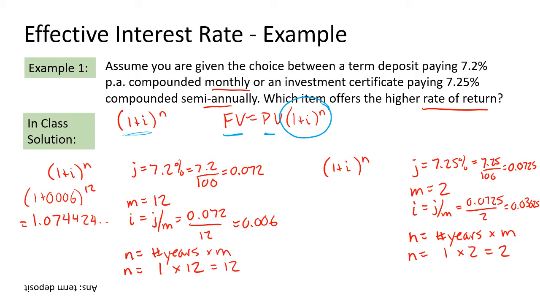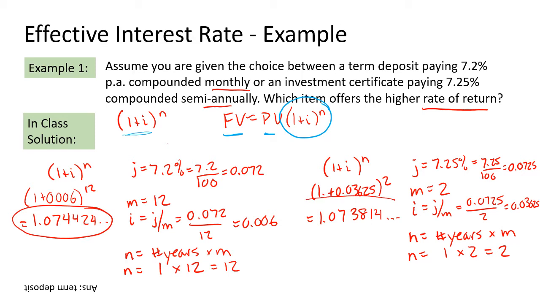So if you substitute these values in, you get 1 plus 0.03625 to the exponent 2, which gives you a value of 1.073814, and it keeps going. So what you're comparing is your multiplier. In this case, the term deposit, the first item, this multiplier is larger. That means you're going to make more money, or you have a higher rate of return.